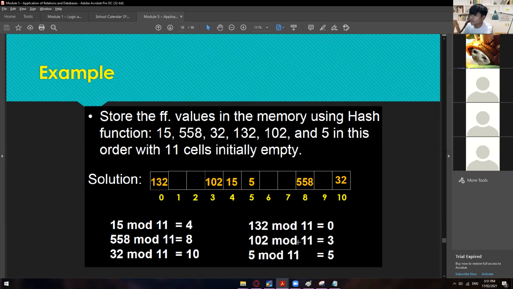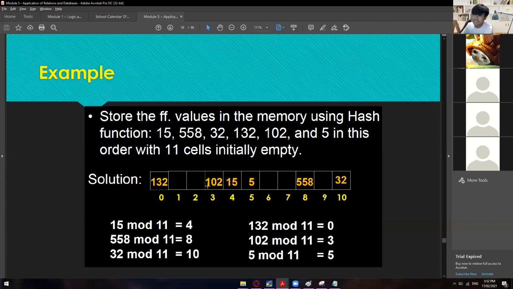And for 102 mod 11, we have a remainder of 3, so just look for the third cell, I mean fourth, since this one is your first, second, third, and fourth. And for the last one, 5 mod 11, this one is not divisible by your divisor, so just copy your numerator as your remainder. So 5. Just look for the 5 and put there the data 5.